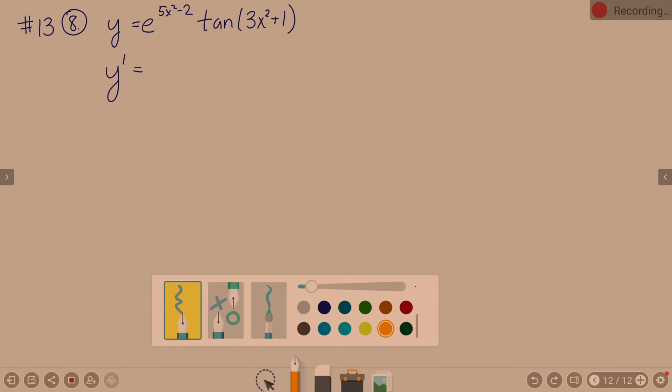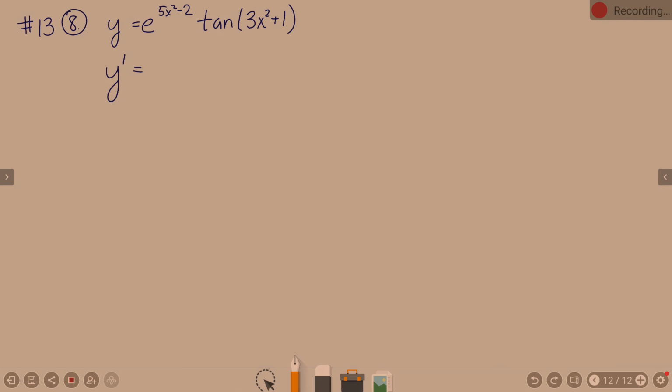A couple of things you've got to pinpoint out here. It's e to something times the tangent of something, yes? Realize the e and the tangent are being multiplied. There's derivative rules for e, there's the derivative rules for tangent, so this is a product rule. Derivative of the first, keep the second, plus, because it's product rule, and then flip-flop, right?